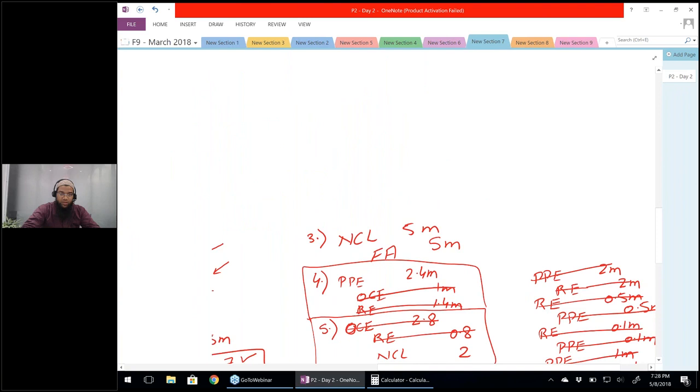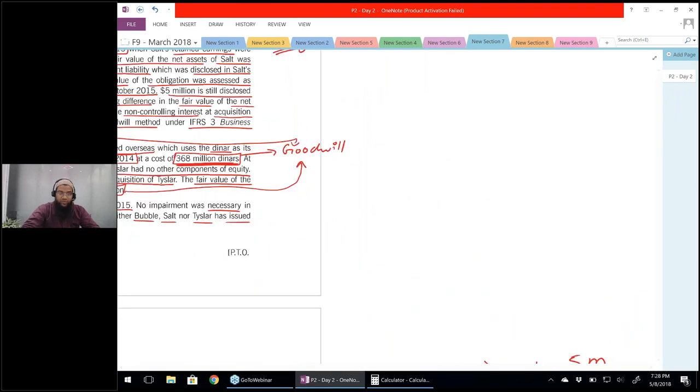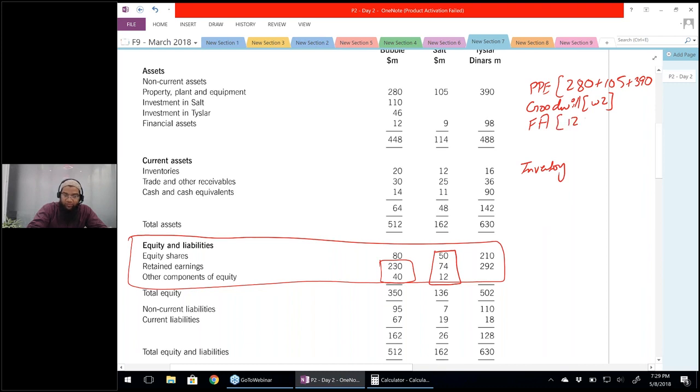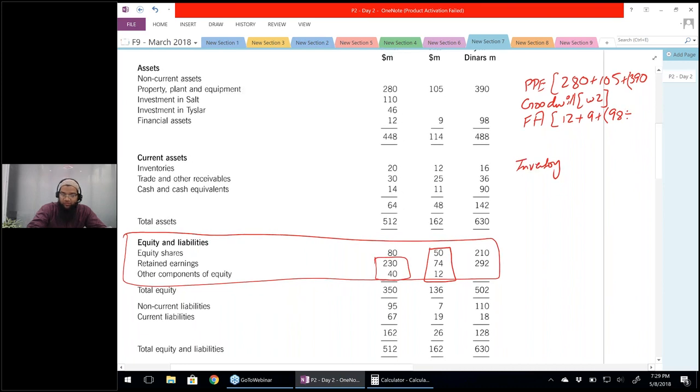Consolidated balance sheet. In the consolidated balance sheet, we will be having property, plant and equipment of 280 plus 105 plus 390, and instead of investment in subsidiaries we'll be writing goodwill from working number 2. We'll be having financial assets. In current assets, financial asset will be 12 plus 9 plus 98. Now the problem is that these values are in dinars, so we need to divide them by the closing rate of 9.5.